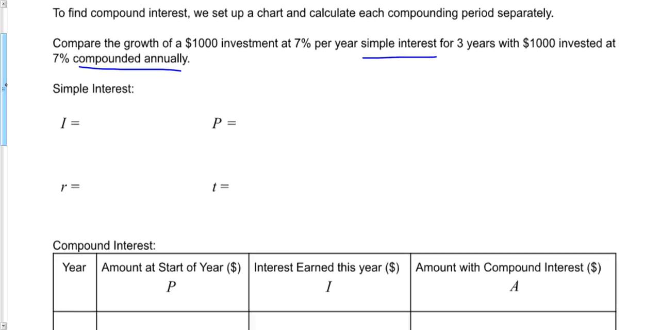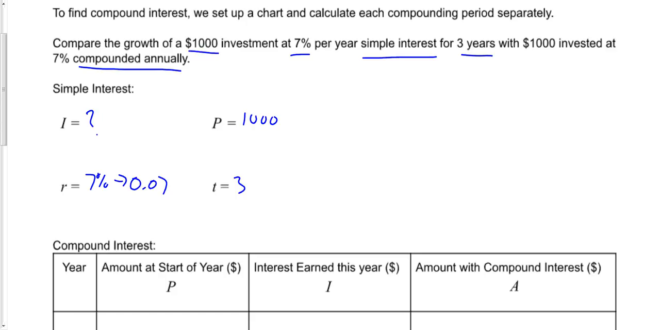So we want to figure out the amount of interest that we're going to earn, or the total value, what it's going to be. So we don't know what the interest is going to be. We know that the R value, that's 7%. So 7% as a decimal is 0.07. The P value is your principal, so it's $1,000. And the T value in time is 3 years. Okay, so it's for 3 years at 7% interest with $1,000 principal.